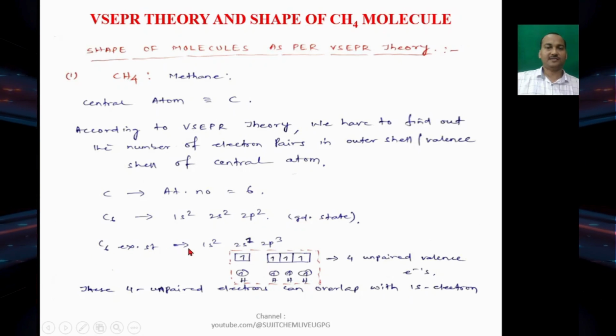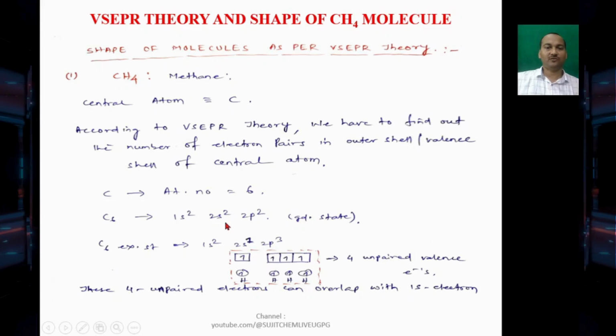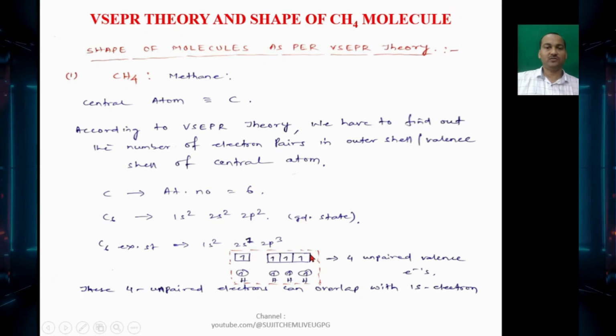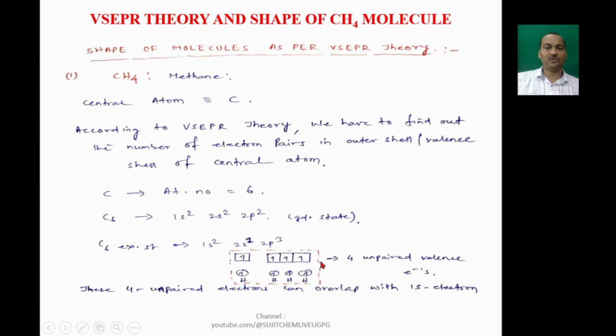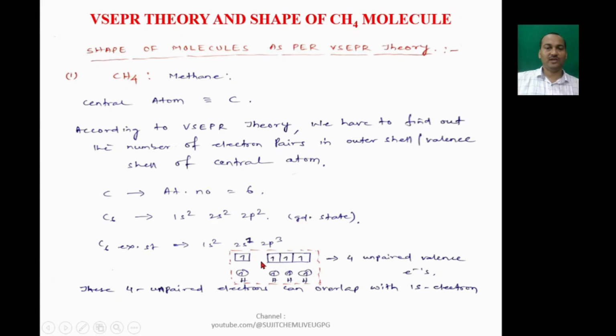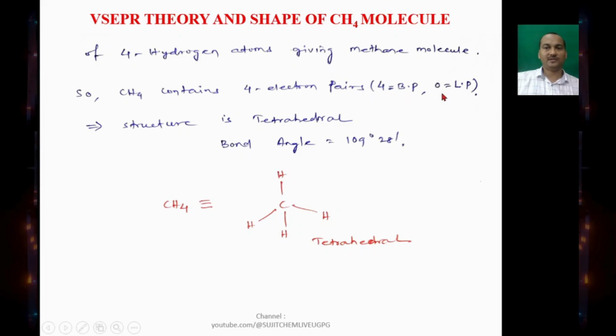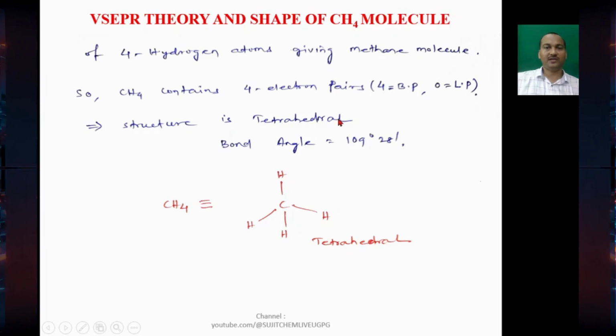So carbon in excited state, the electronic configuration will be 1s2 2s1 2p3. So one of the 2s electrons will be excited to the 2p orbital. So we have here 4 unpaired electrons, valence electrons. These 4 unpaired electrons will form bonds with the 1s orbitals of 4 hydrogen atoms, forming methane molecule. So this methane molecule contains 4 electron pairs, that is 4 bond pairs and 0 lone pairs. So the structure would be tetrahedral and bond angle is 109 degrees 28 minutes. So this is the structure of methane.